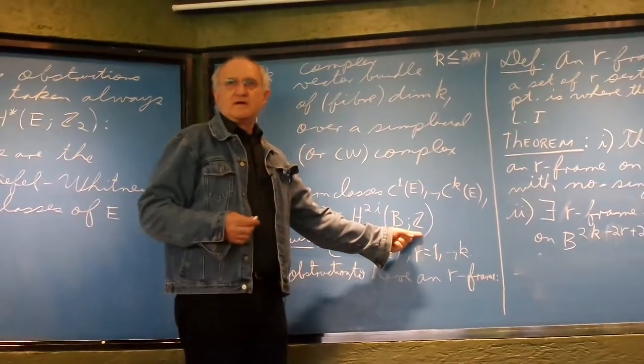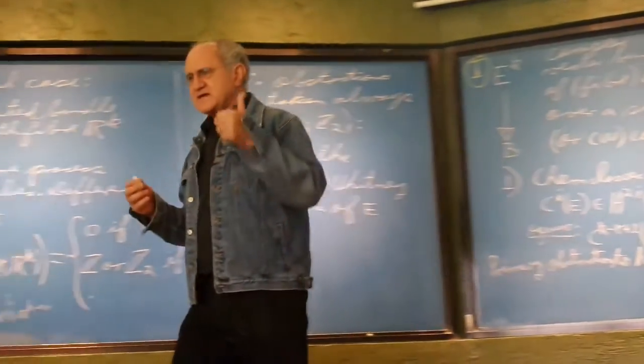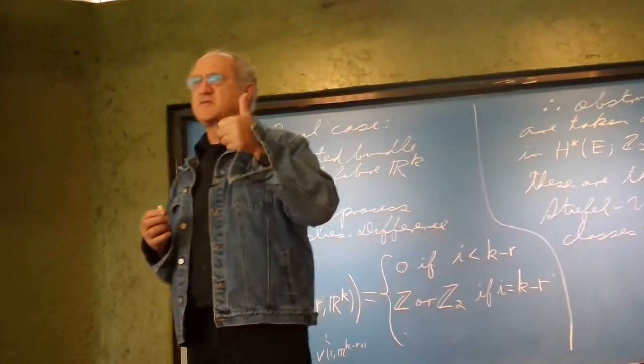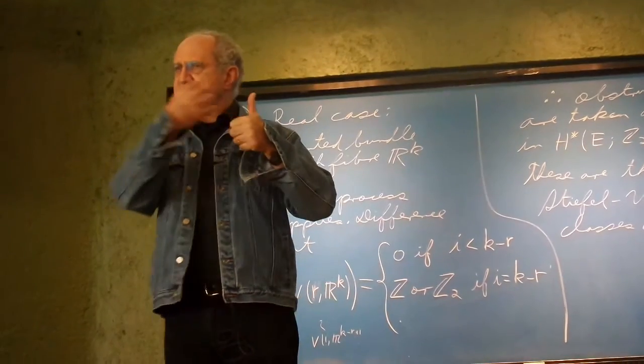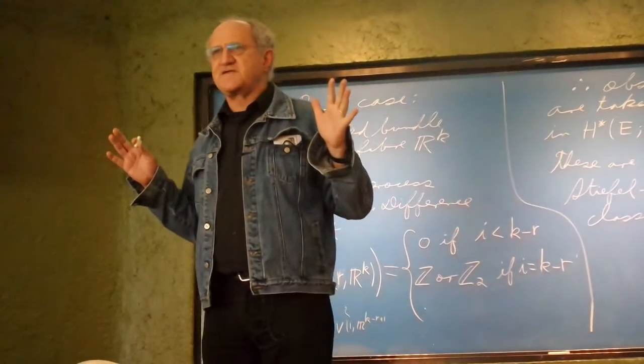When we do that over the fields, first we have to consider oriented vector bundles. In the complex setting, the complex structure gives you orientation for free, so you don't have to ask for that.